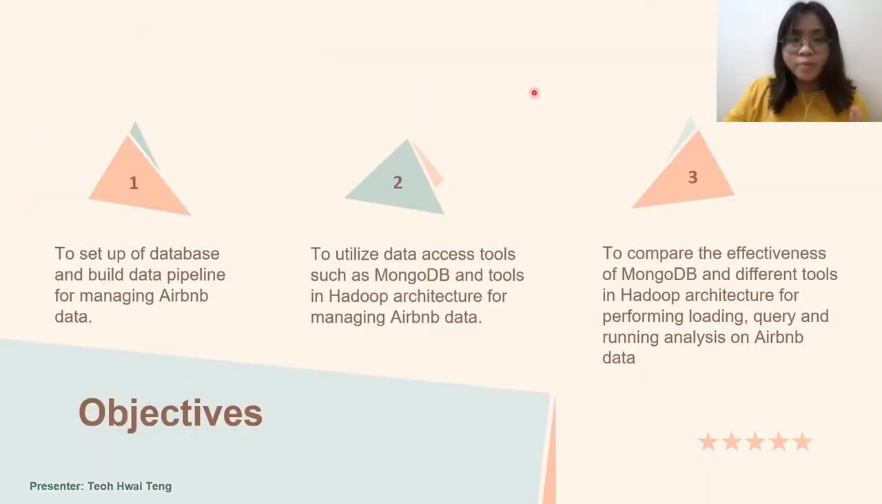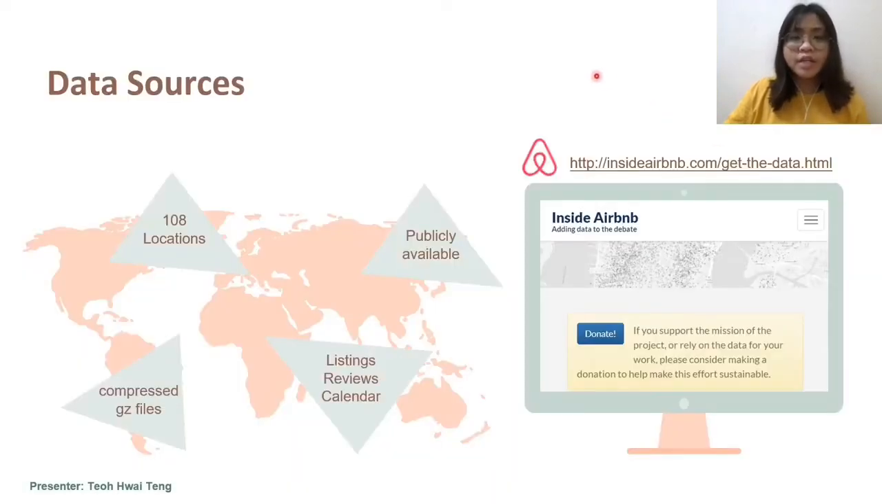So we set three objectives here. First is to build a data pipeline for managing the Airbnb data. Second is to use the different data access tools such as MongoDB and Hadoop tools for managing Airbnb data. Third is to compare the effectiveness of these tools for performing the process of loading, querying, and also running of analysis. For this project, we are taking data from the Inside Airbnb website, which provides data sets such as listing, reviews, and calendar in compressed files for Airbnb listings in about 108 locations.